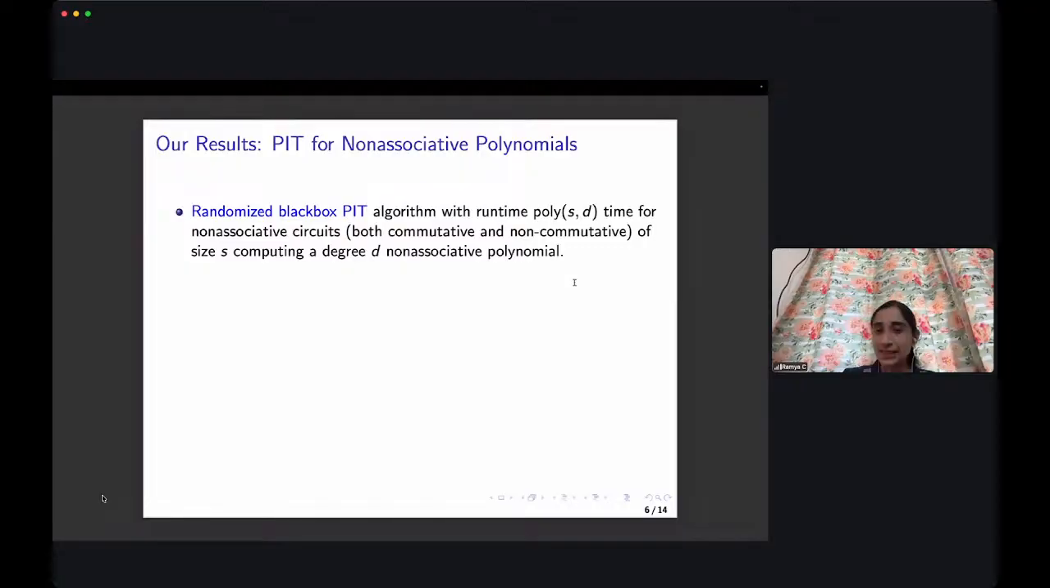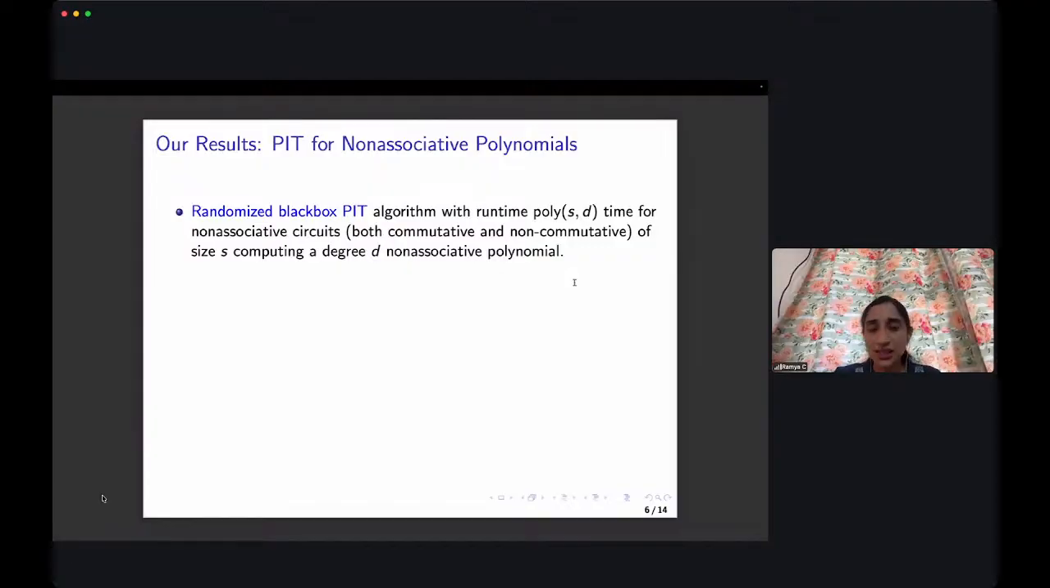It's a little unclear at the moment what we mean by randomized black box PIT. This algorithm is given query access to a non-associative polynomial. We're given access to evaluations of this polynomial on a non-associative algebra. So you cannot try to evaluate this polynomial by plugging in field elements or matrices, because those are all associative by definition. So you are given query access to this polynomial and you can evaluate it on elements of a non-associative algebra.